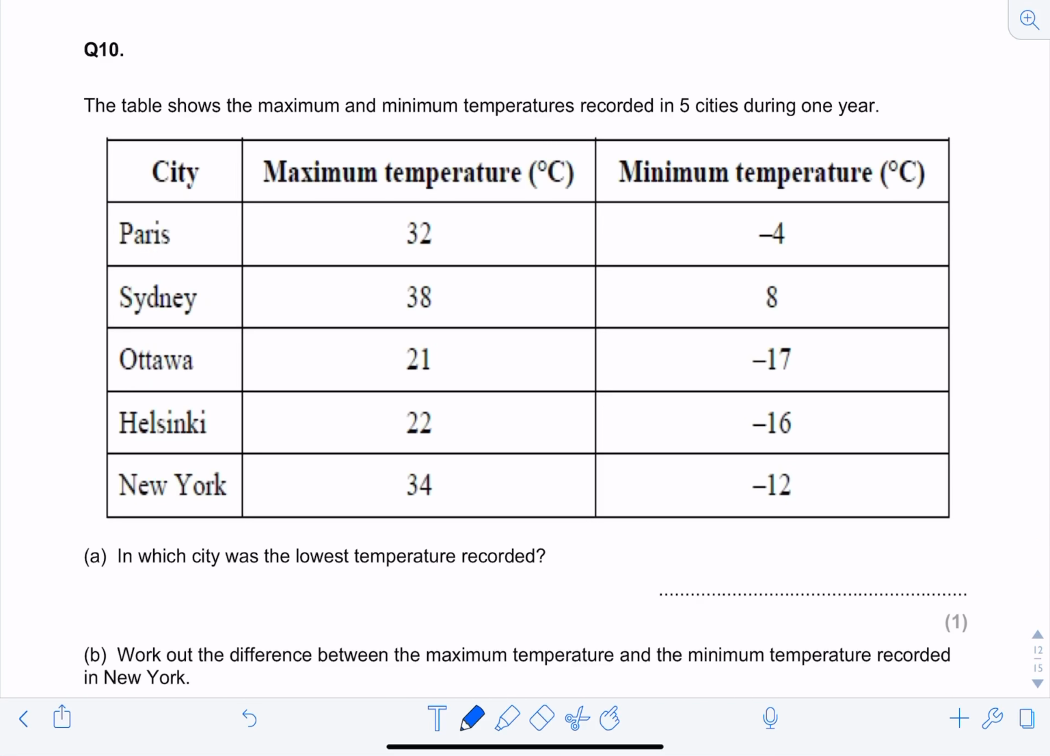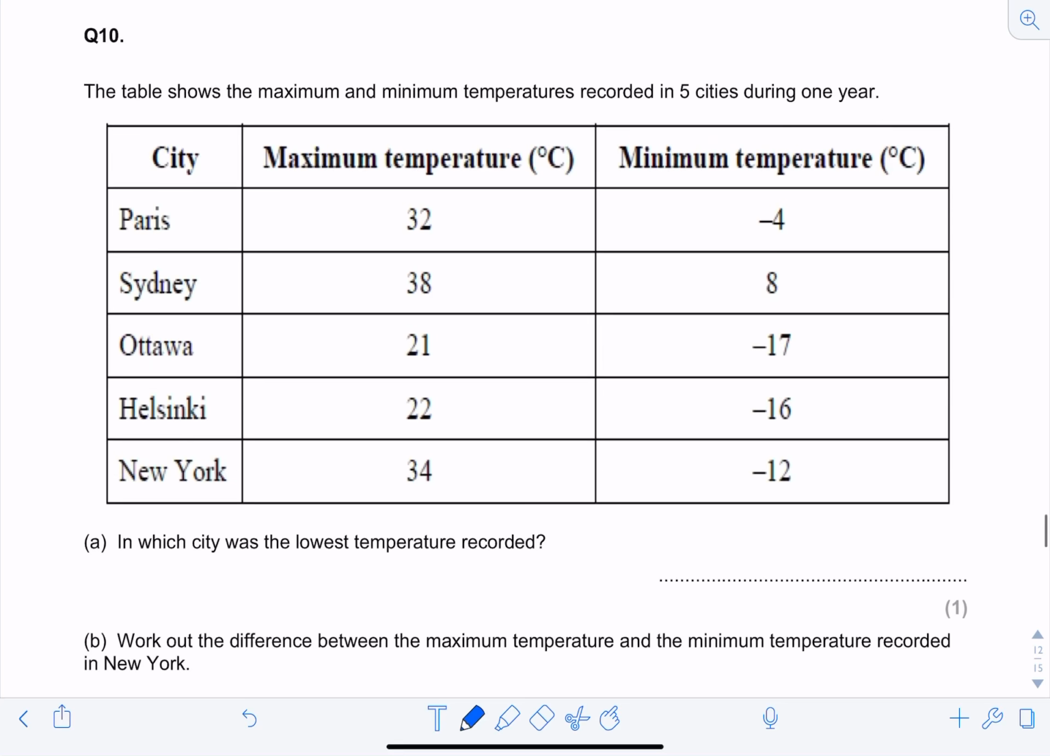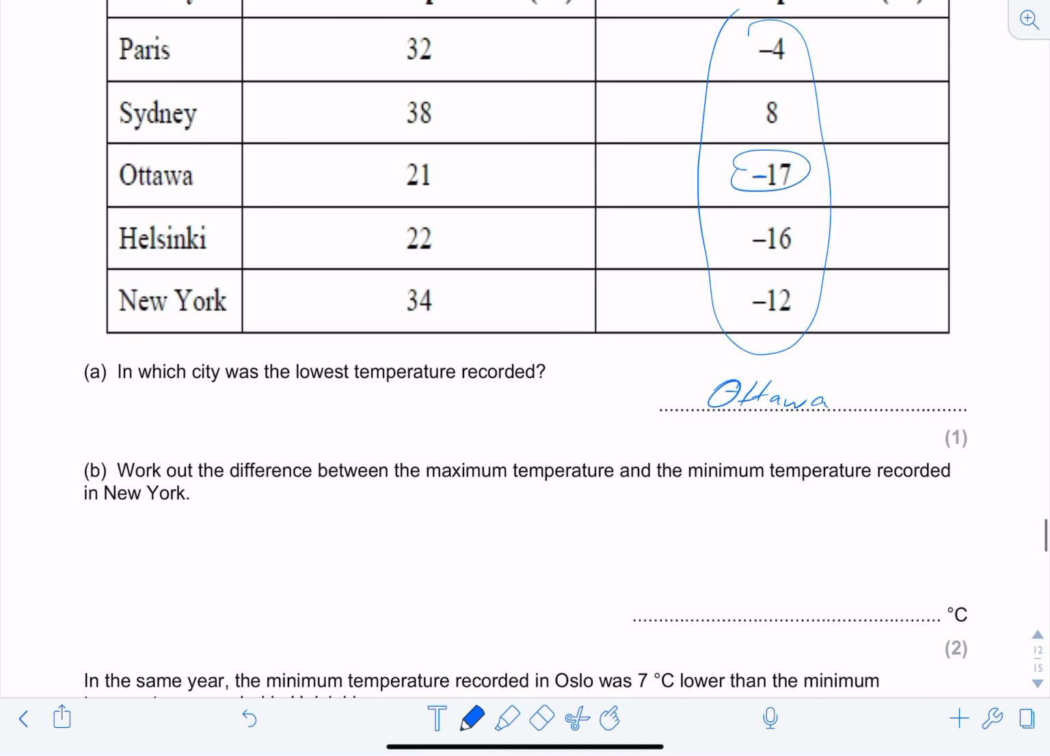Question 10. The table shows the maximum and minimum temperatures recorded in 5 cities during 1 year. In which city was the lowest temperature recorded? Well, I can see the maximum and minimum. So looking at these numbers here, the lowest temperature is that one there, because we've got this negative sign here. So the city is Ottawa. That's how you say it.